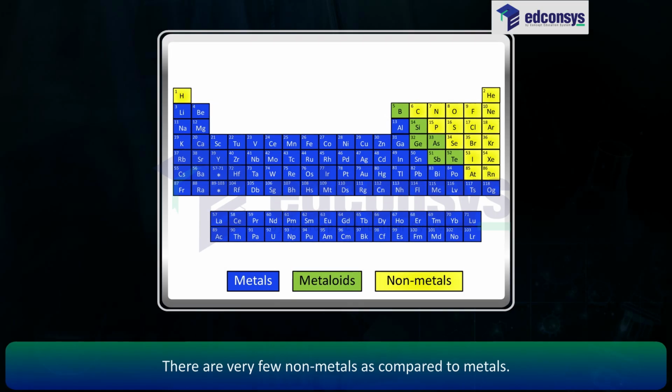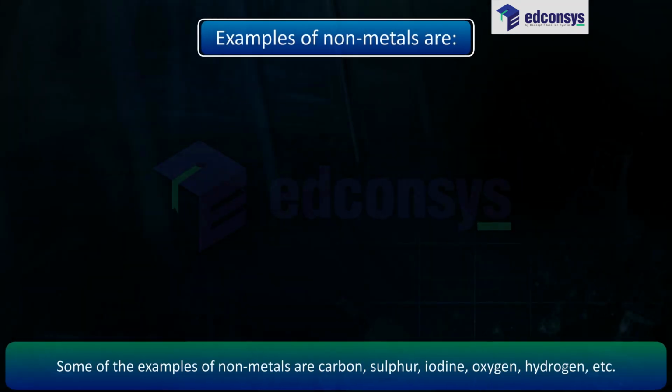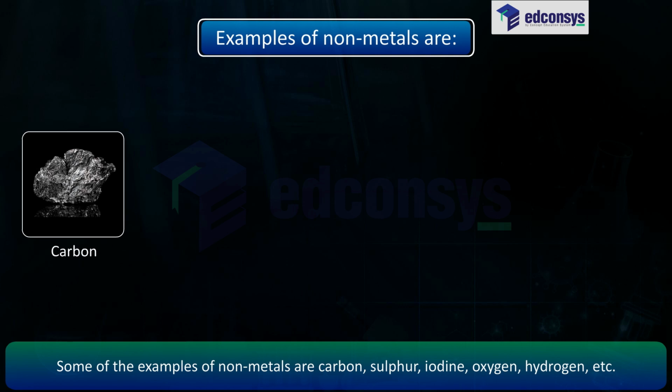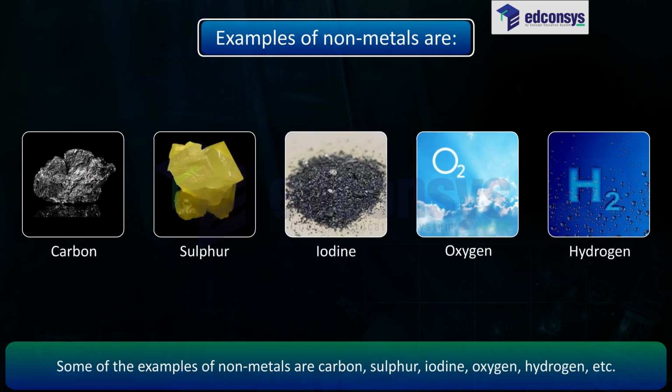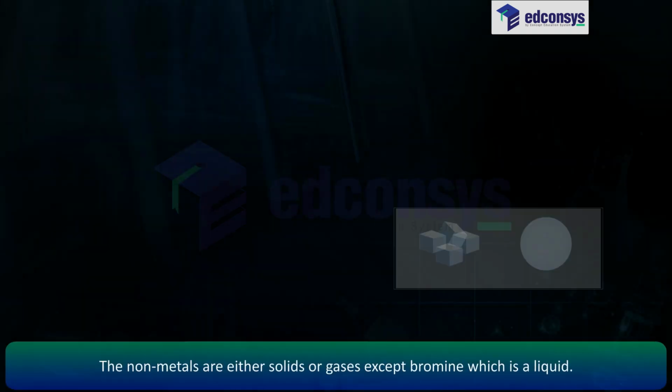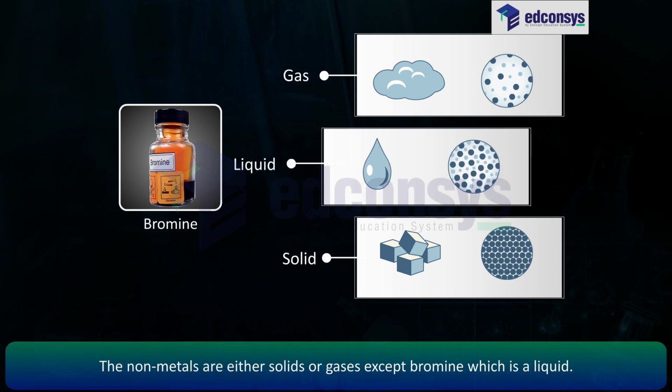Nonmetals. There are very few nonmetals as compared to metals. Some of the examples of nonmetals are carbon, sulfur, iodine, oxygen, hydrogen, etc. The nonmetals are either solids or gases except bromine, which is a liquid.